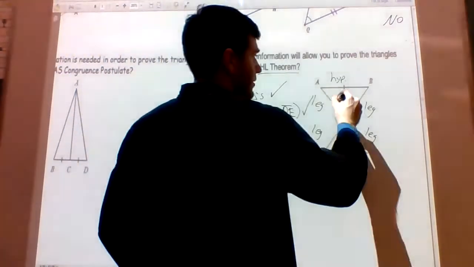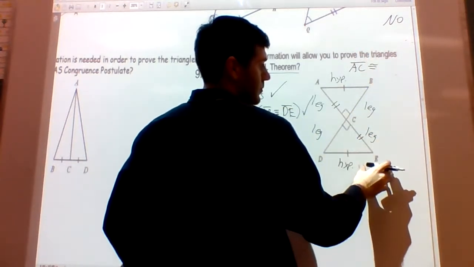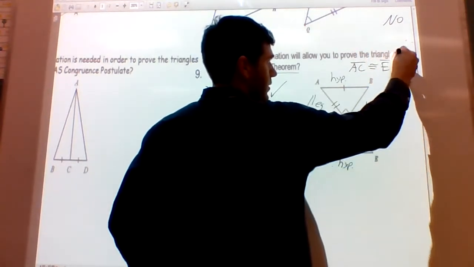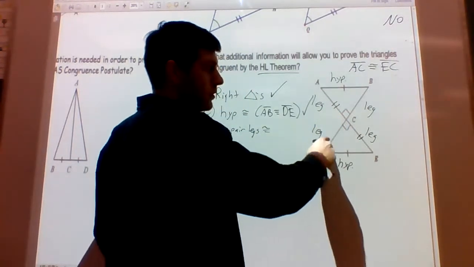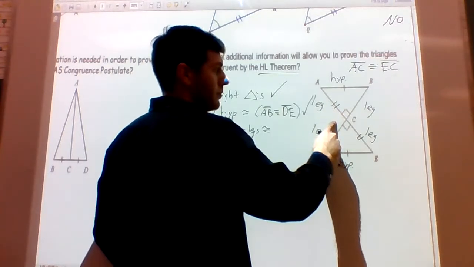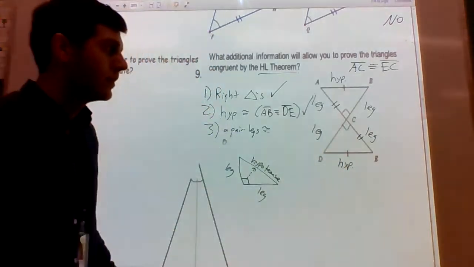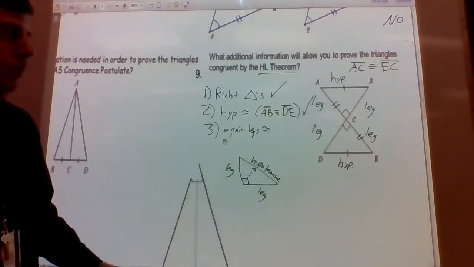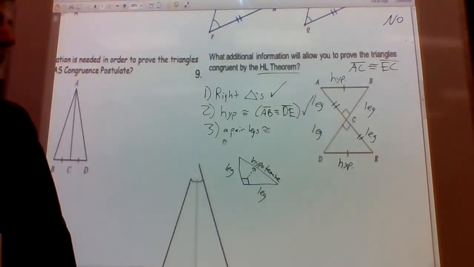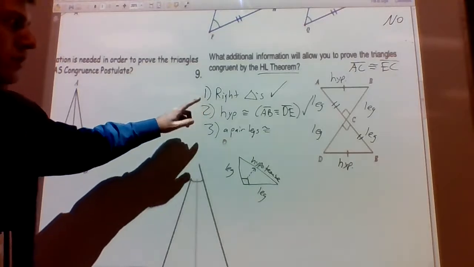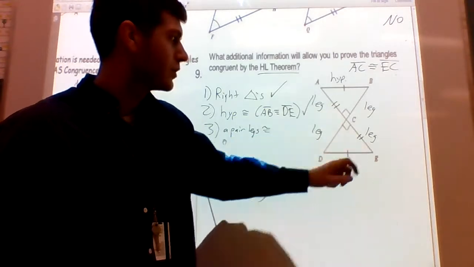So we can say AC needs to be congruent to EC. We could say AC needs to be congruent to DC. We could say BC needs to be congruent to DC, or BC needs to be congruent to CE. So as long as you have a pair of legs, one leg from one triangle congruent to the leg of the other triangle, then we can use hypotenuse leg because we now have right triangles, hypotenuses that are congruent, and a pair of legs that are congruent.